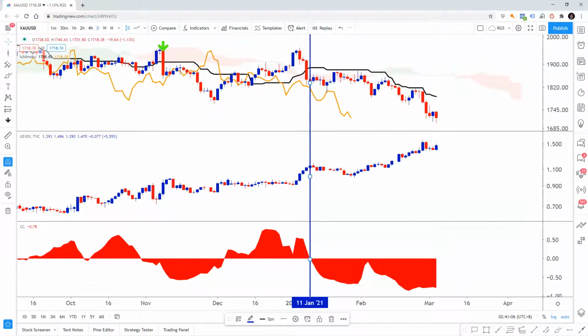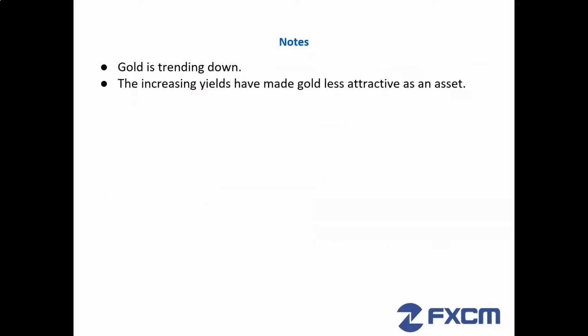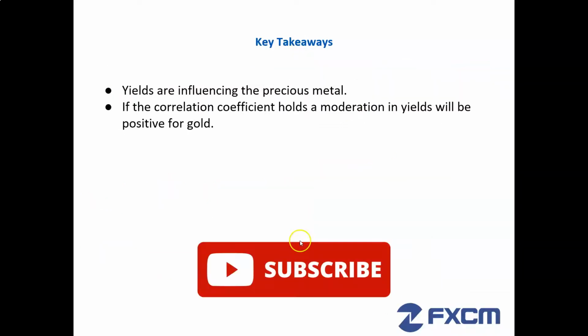Let's just go back to some key takeaways. Yields are influencing the precious metal. If the correlation coefficient holds, then any moderation in yields is likely to be positive for gold.